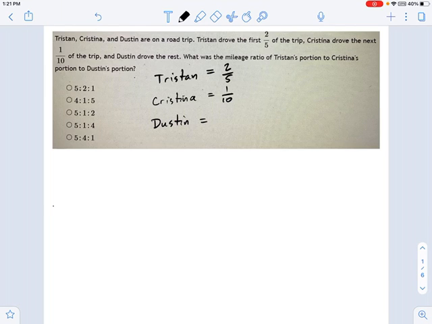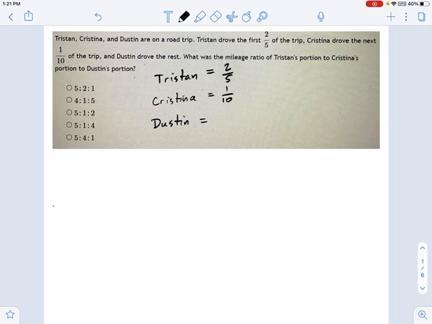All right, we have another example here where we're turning fractions into these odds or ratios, something to something to something, right? Using that colon symbol. And if you just remember that fractions and colons are essentially the same idea, I think we should be able to get through this. So you've got these three friends, Tristan, Christina, and Dustin, on a road trip, and they're dividing up the drive. Looks like Tristan took a pretty big portion. He did 2/5. Christina did 1/10, and Dustin did the rest.